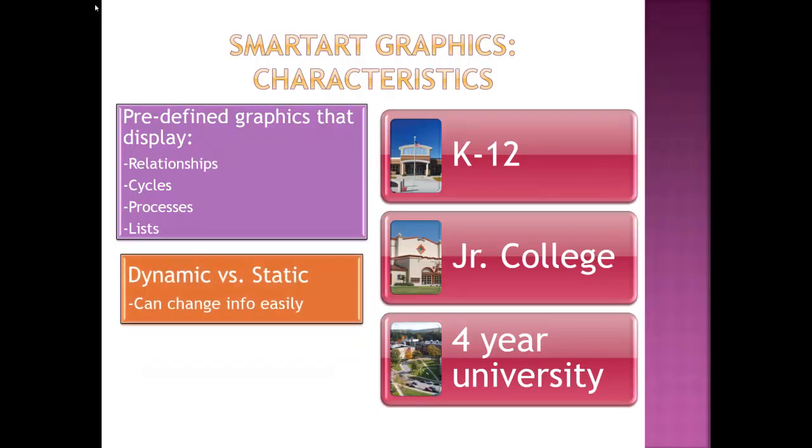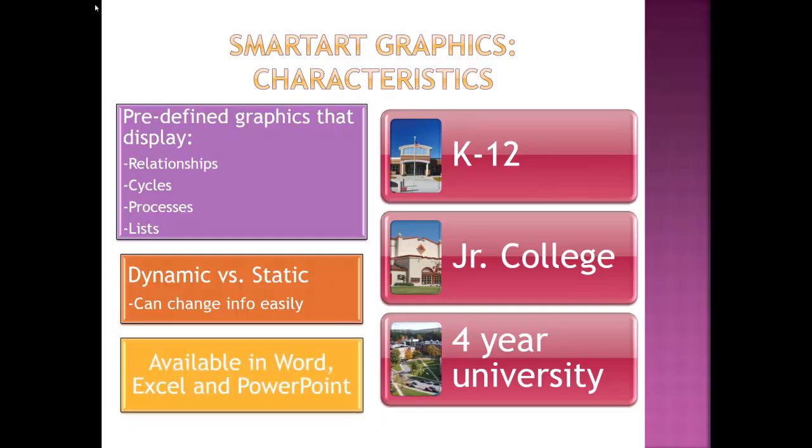One good thing about a smart art is that it's dynamic. You can change the information in it very easily. If you start to build a smart art and you change your mind, like if you want to change the data or if you want to change the formatting, it's not static. You can easily change it and manipulate it, and you can remove data or add data to it, but you don't have to start all the way over. Another great thing about Smart Art is that they are available in Word, Excel, and PowerPoint. So you're not restricted to just one application.